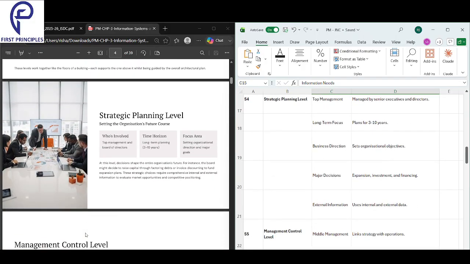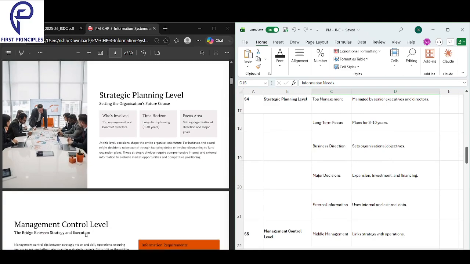Next is strategic planning. So what does strategic planning mean, guys? I just told you, strategic means long term. So look into strategic planning here. First one, top management. It's managed by senior executive directors. Generally, who uses it? People at the top.